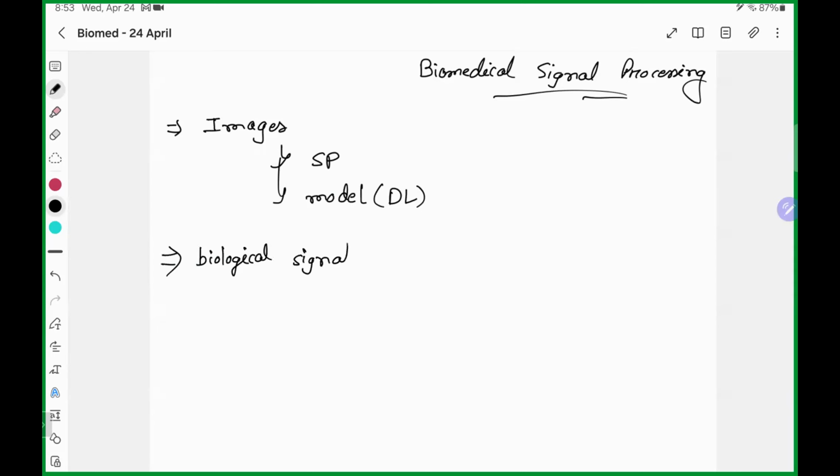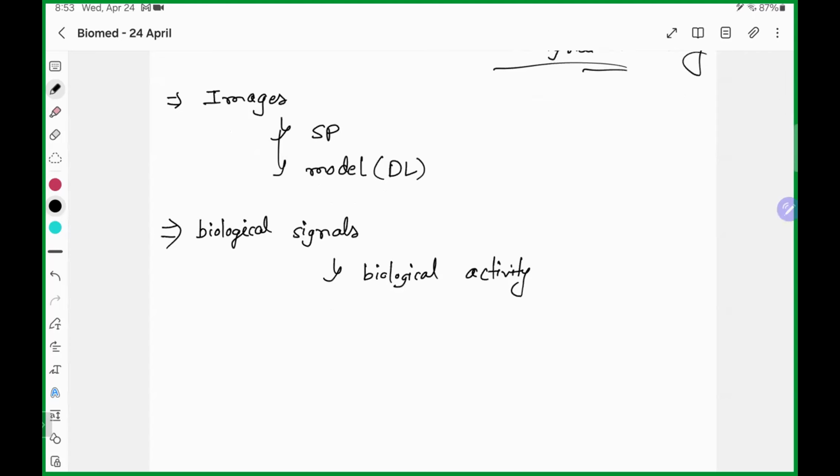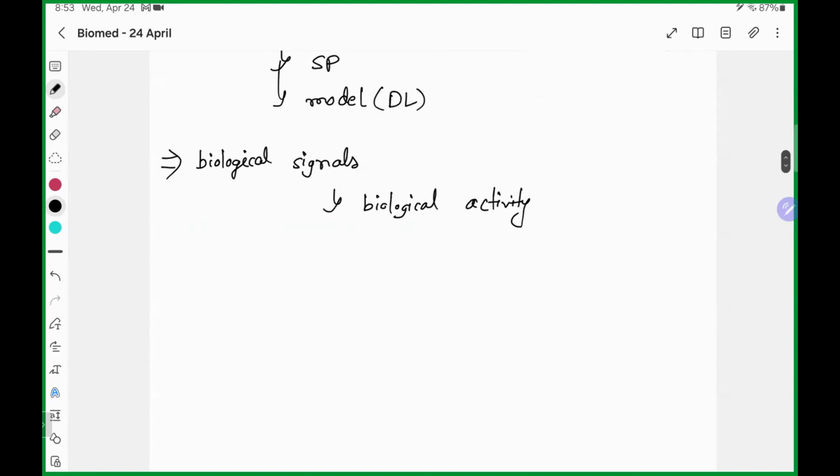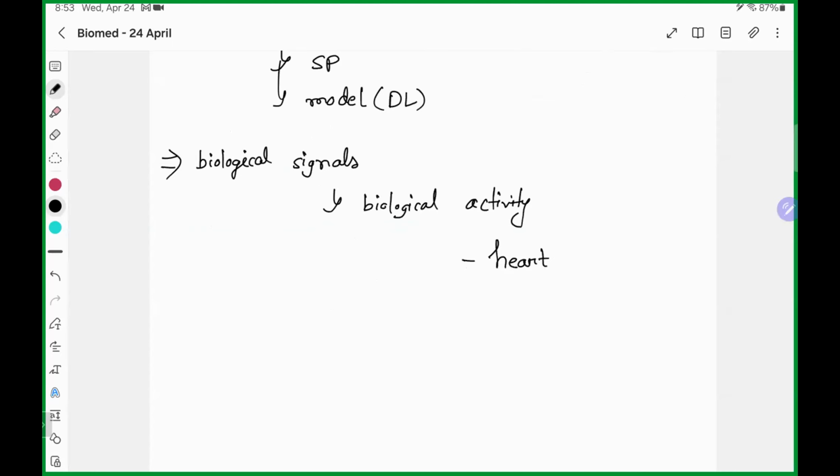Not images, but signals. Signals related to some biological activity. We have different activities in the body, and we can measure those activities in some ways. For instance, our heartbeat. The electrical activity of the heart we can measure, and that corresponds to the ECG. You are already familiar with those things.